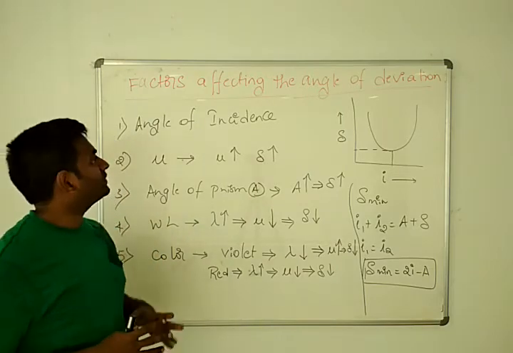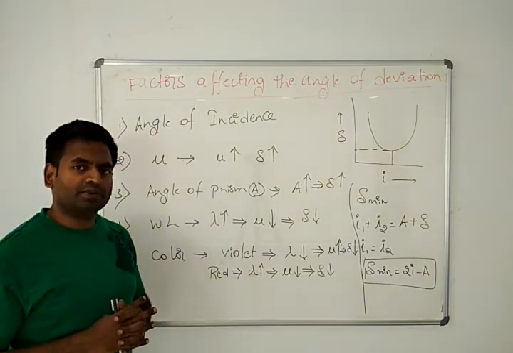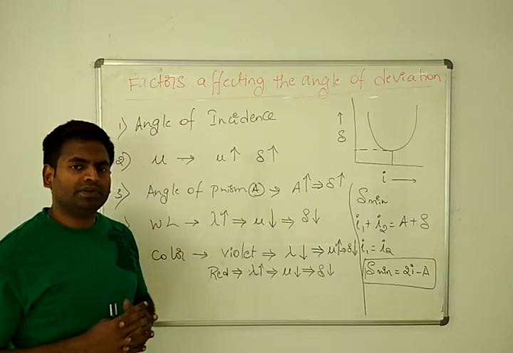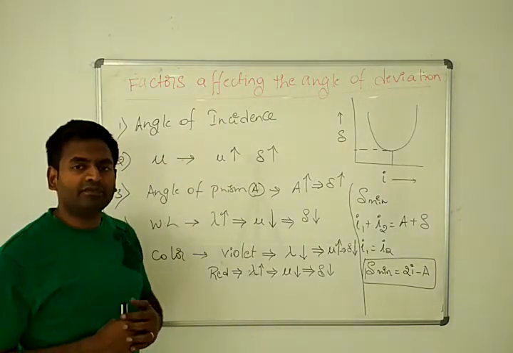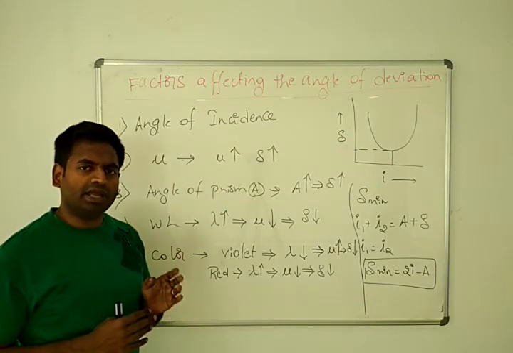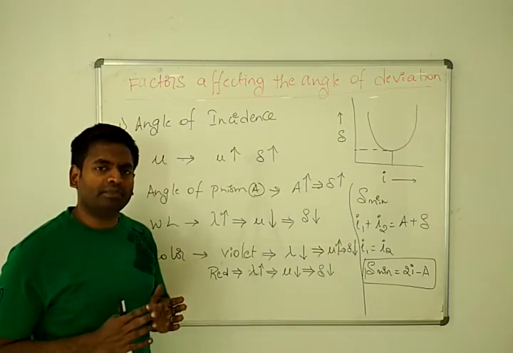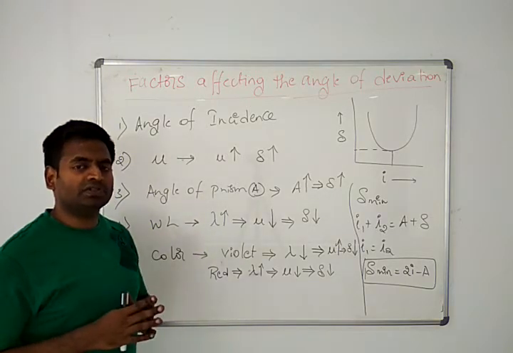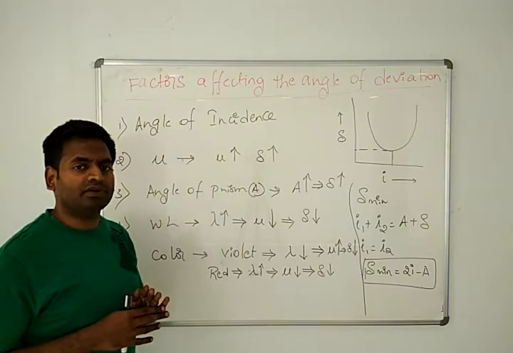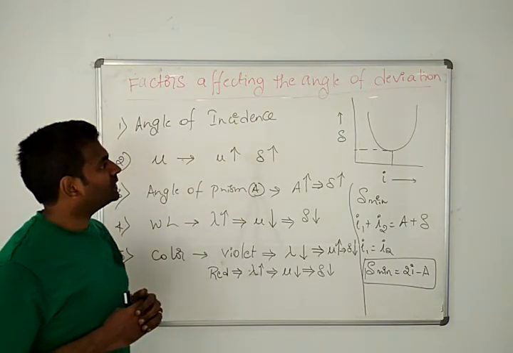In the last class, we have seen the refraction of light through a glass prism. In this class, we are going to look at the factors that are affecting the angle of deviation. We have found out the angle of deviation is an important parameter that comes out of the analysis. In case you have not seen it, I suggest that you watch that video first and then watch this.